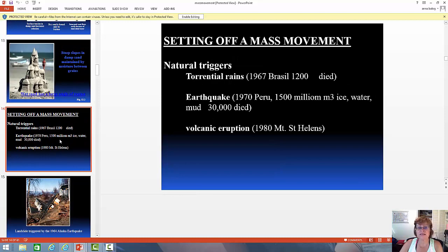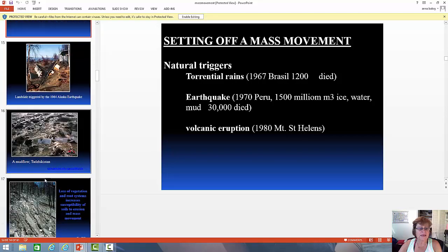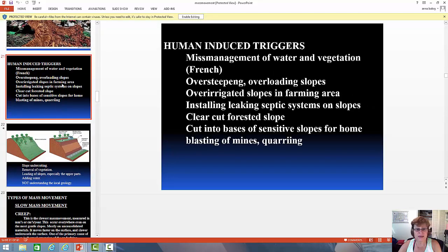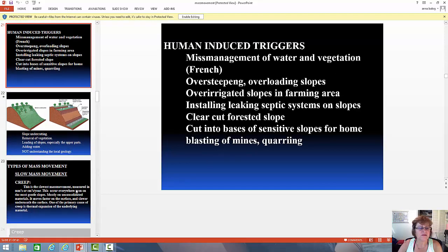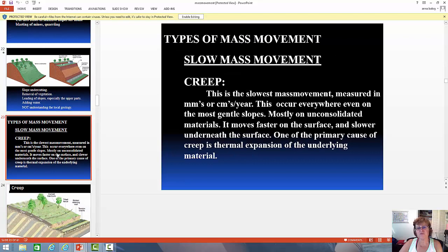How do we set off mass movement? You know the natural triggers. It's important to know them. And then the man-made triggers. Just be able to list them. And then the types. Of course, the types of mass movement are very important. You should know them. I might ask this.